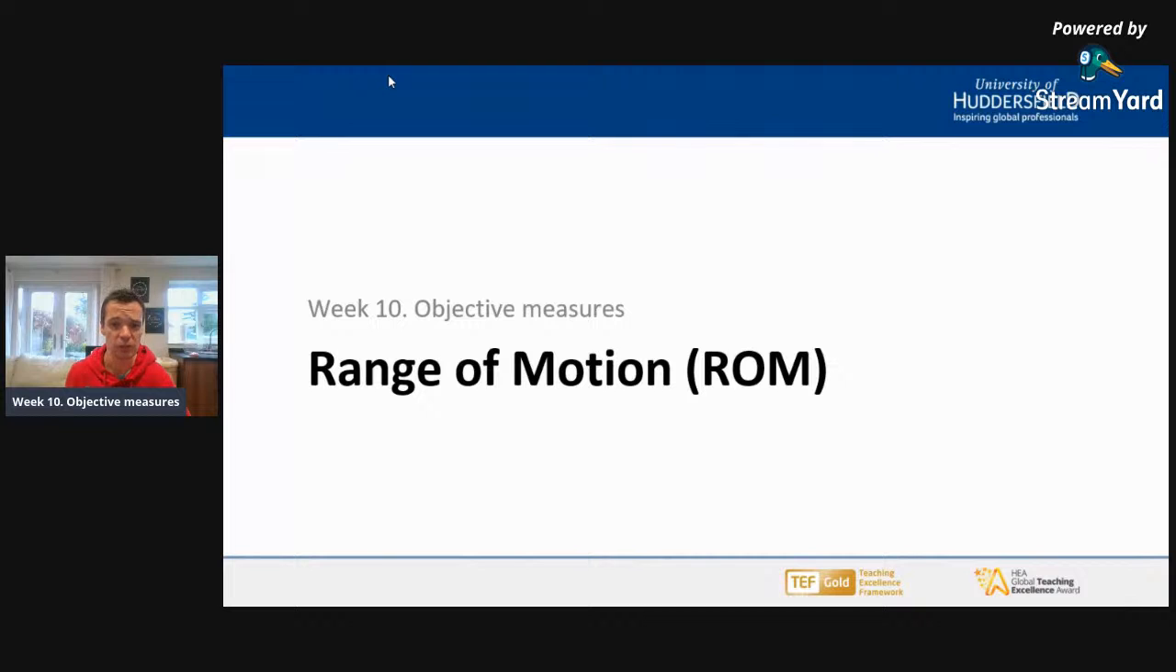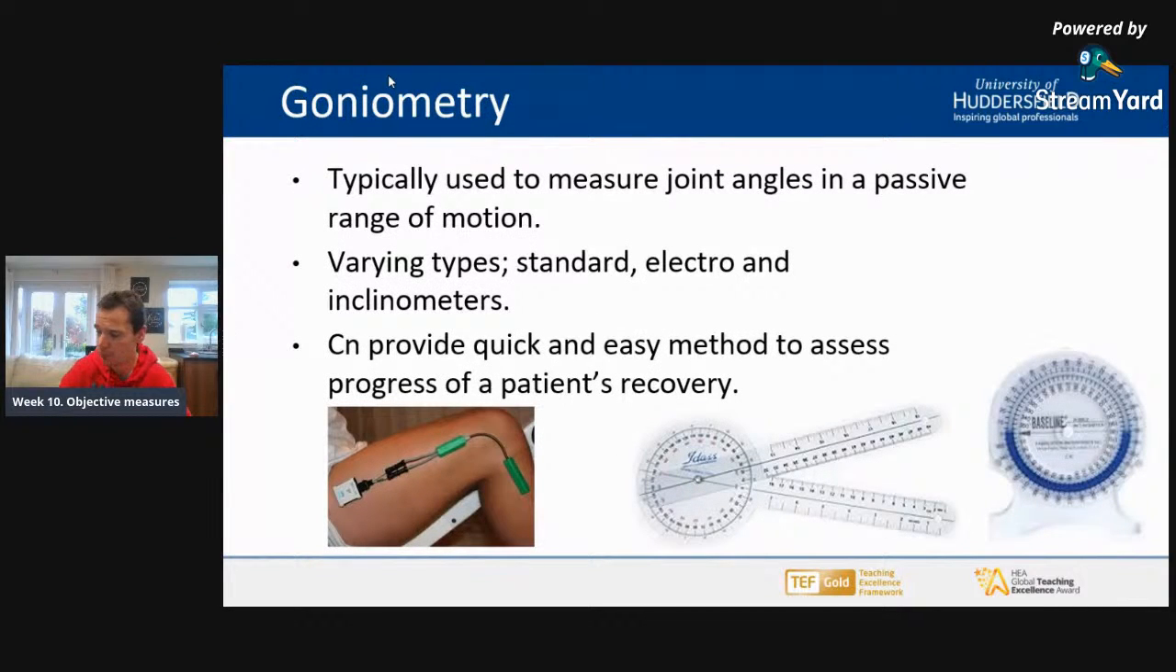So we look at the first one, the range of motion. Some of you may have come across this before, but there's a way of measuring joint angles known as goniometry, and when you go on placement, you will see this in use a lot more. Very, very common indeed, and we have some on campus as well. Basically, they're used to measure joint angles in a passive range of motion.